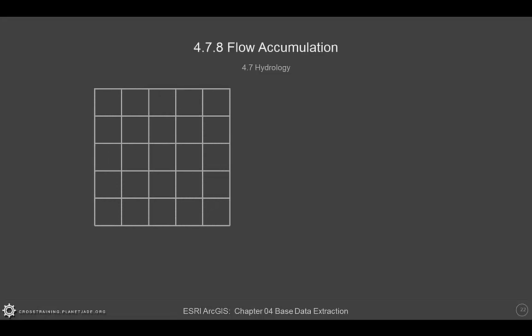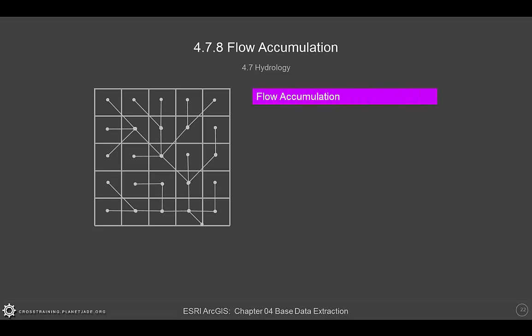The next thing I want to talk about is something called flow accumulation. So again, taking a look at our example grid from before, flow accumulation is basically looking at that network that we created from earlier, and it calculates how many cells drain into each cell. So we'll end up having a numerical value in each cell.